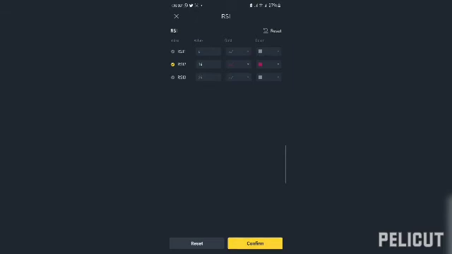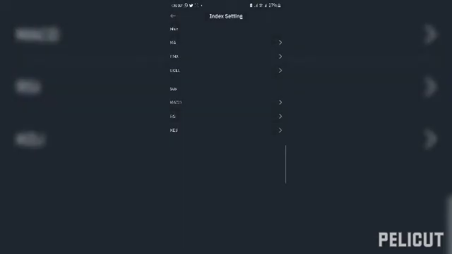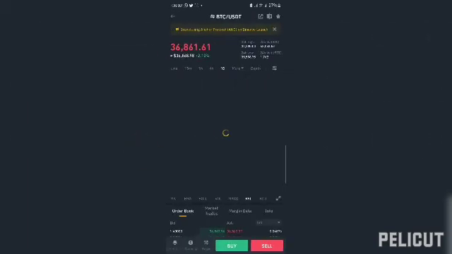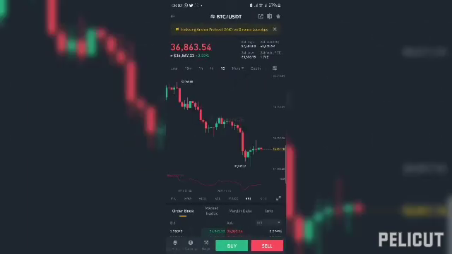So let's confirm it and see what the RSI 14 setting looks like. Then you go back to the setting. You see, I've changed the color, everything. See, they are almost the same thing.